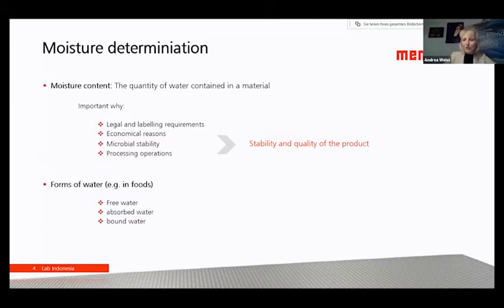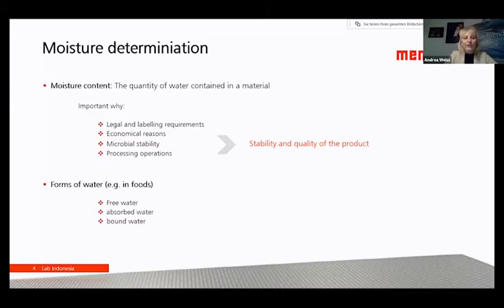Or if we go for microbial stability, as mentioned before, the moisture determination is very, very important, because this refers to the shelf life of the products. It means we have to avoid the growth of any bacteria or microorganisms in the product. This depends on the water content, and for this reason, many foods are dried below some critical moisture content.